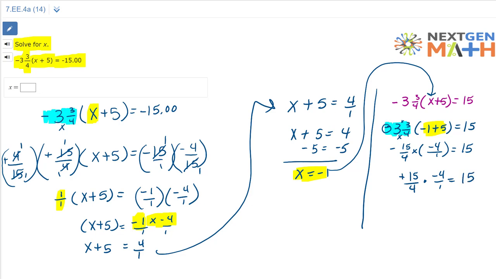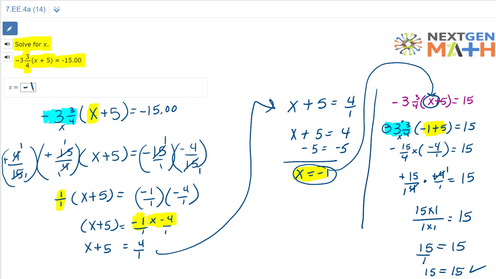We know that a negative times a positive is a negative, and 4 and 4, they cross cancel to be 1 over 1. And so now we're left with 15 times 1 over 1 times 1. The left side becomes just 15, because 15 times 1 is 15, and 1 times 1 is 1. And so the left side and the right side are the same, which means that our answer for x could only be negative 1. And that's how you solve this and check it.